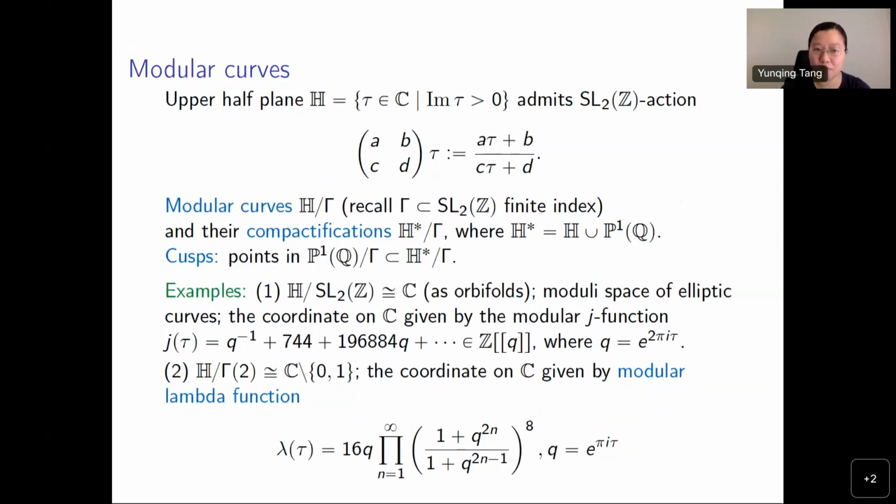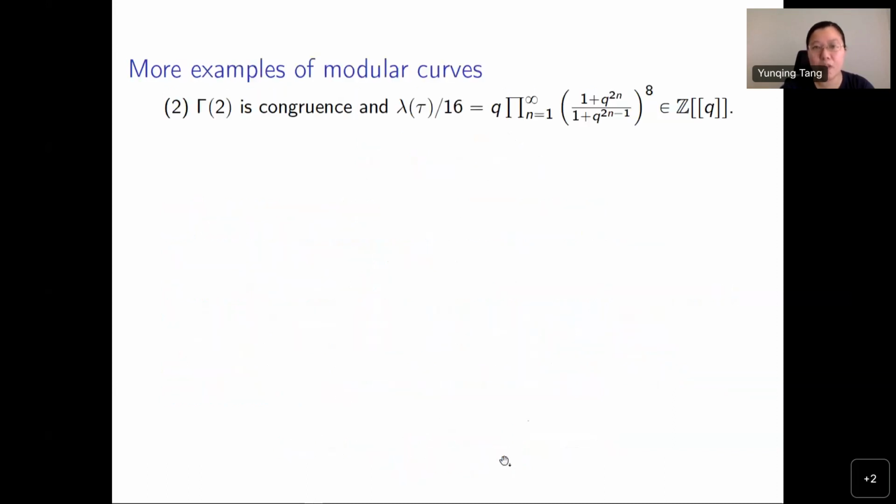In the SL2(Z) case, we just have the j function, which is the j function of elliptic curves. And when we deal with Gamma(2), we have the modular lambda function, which can be defined using the following formal product. The formula doesn't really matter for today's talk, but what is important is that when we look at the q-expansion of the j function, it has Z coefficients. Sorry, there's a typo, I should have put a q inverse here. And also for the lambda function, we see that it actually has Z coefficients in terms of the q-expansion.